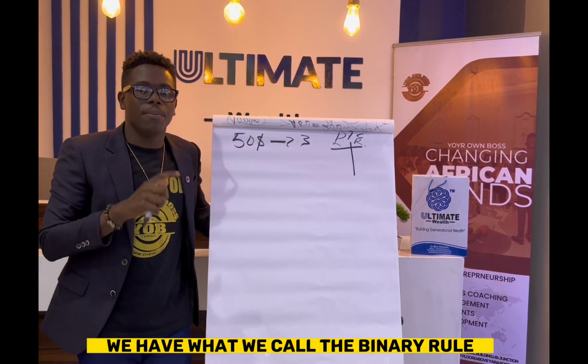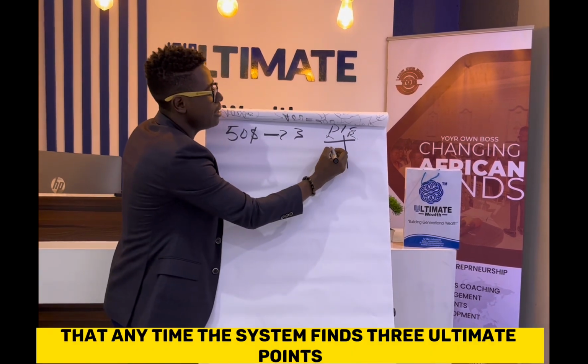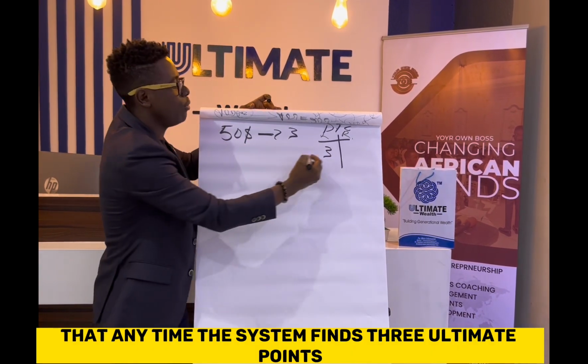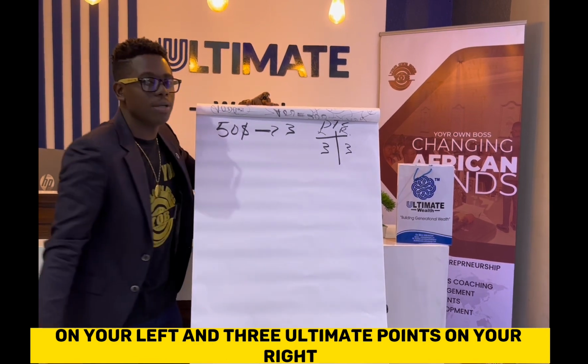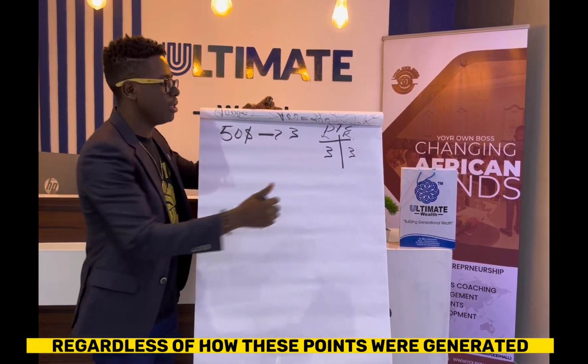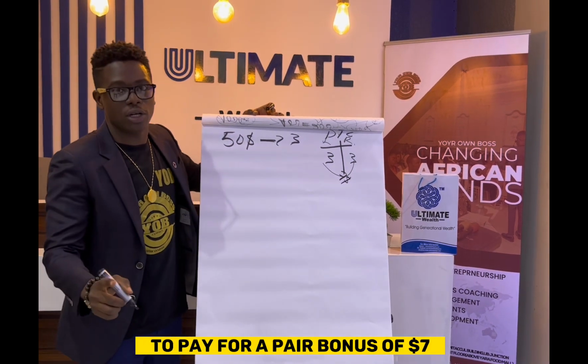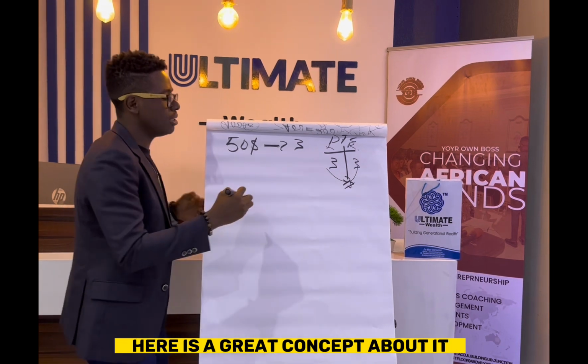We have what we call the binary rule. And the binary rule has been programmed that anytime the system finds 3 ultimate points on your left and 3 ultimate points on your right, regardless of how these points were generated, the system will match this up to pay you a pair bonus of $7. So here is the great concept about it.